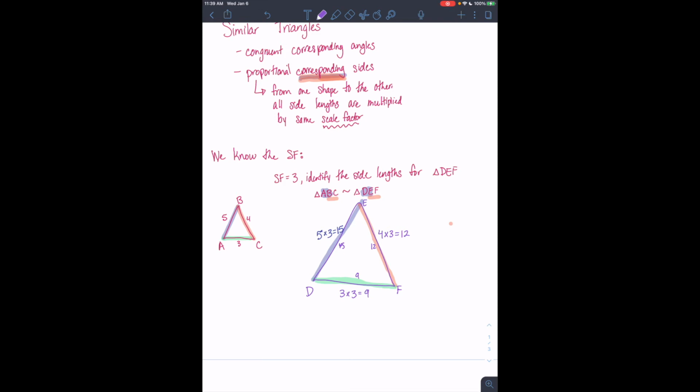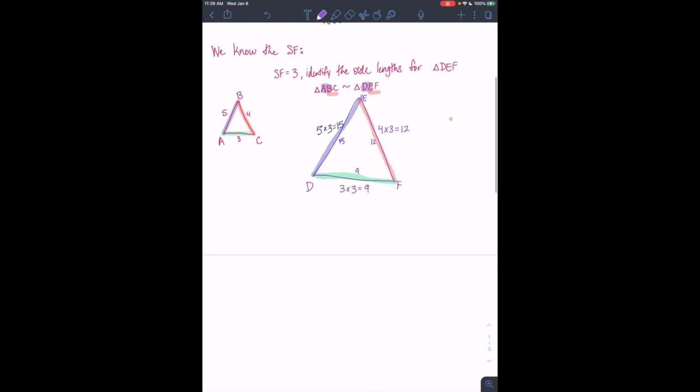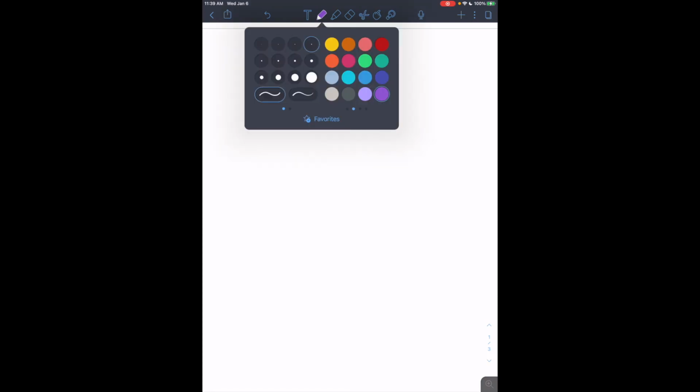Just like that. So when we know the scale factor, we take the side lengths on the triangle that we know things about, and we multiply them by the scale factor in order to get the new side lengths. That's when we know the scale factor. The other situation that we could end up in is we want to find the scale factor. So let's talk about that one in green this time. We need to find the scale factor.